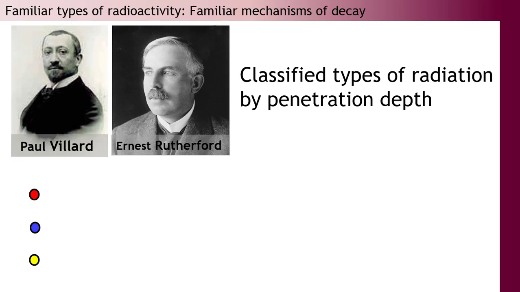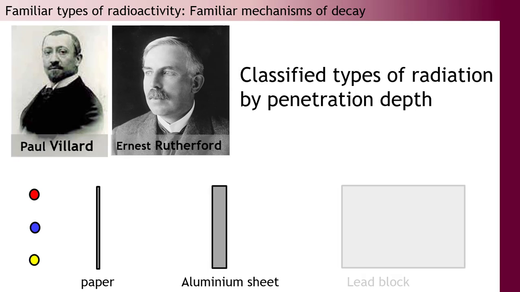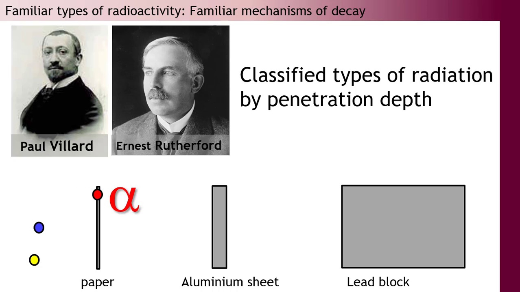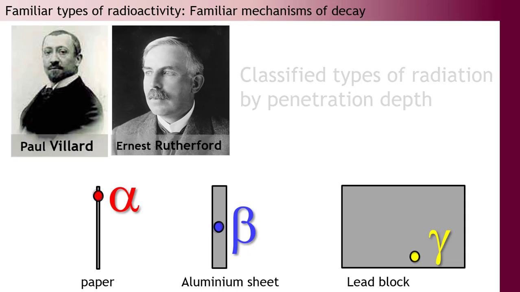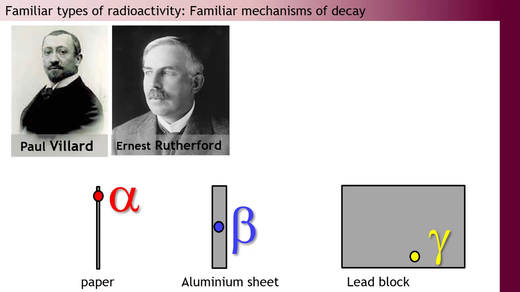In fact, the three basic types of radiation that you learn about at school were really first understood by these two individuals. And before being able to determine what the radiation really was made of, they realized that they could categorize radiation by its ability to penetrate matter. Alpha radiation is stopped by a sheet of paper, beta by a sheet of aluminium, and gamma, the most penetrating, requires a sizable block of lead. This is a testament to the different character of these types of radiation.